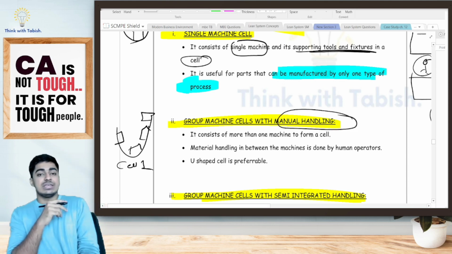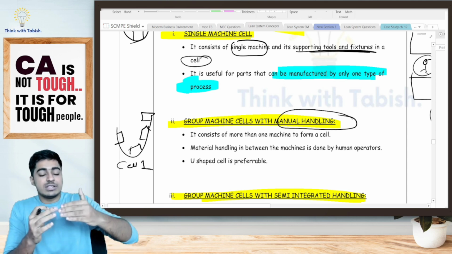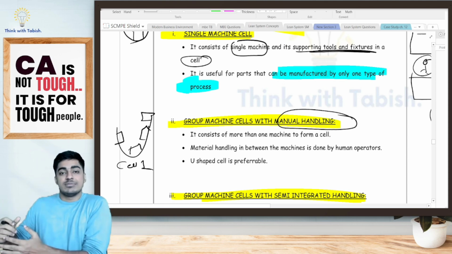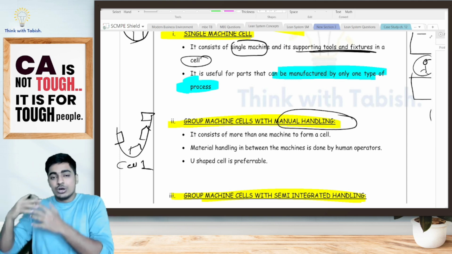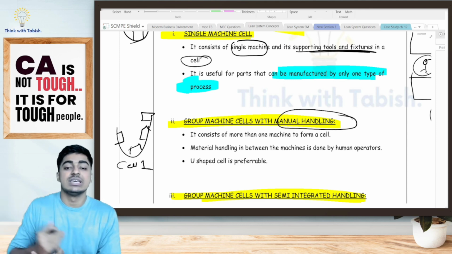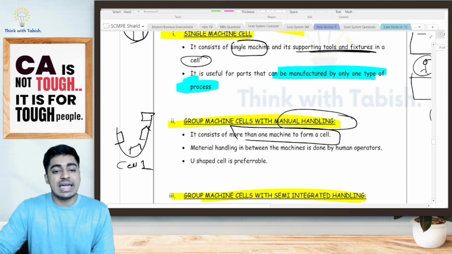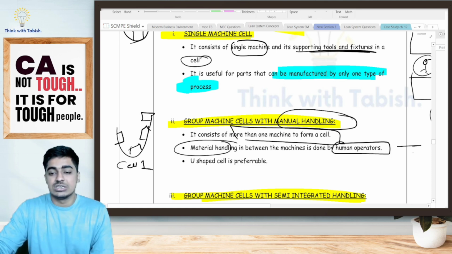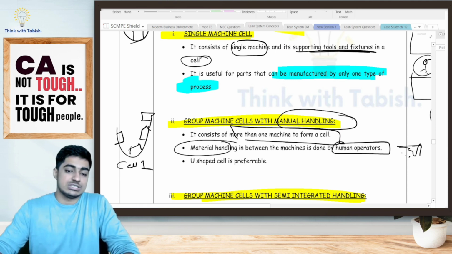It is manual. There will be employees who, the moment we get output at the first machine, will take it to the second machine. At the end of the second machine, again there will be people who take it to the third machine. Again at the end of the third machine, they will take it to the fourth machine. It is manual handling. It consists of more than one machine to form a cell. Material handling in between the machines is done by human operators.